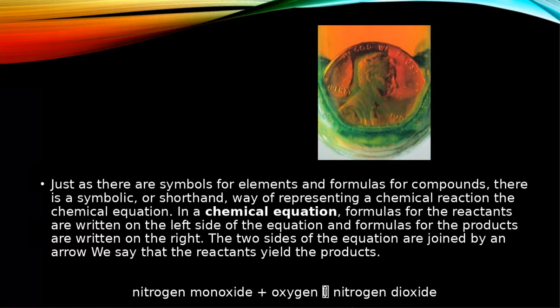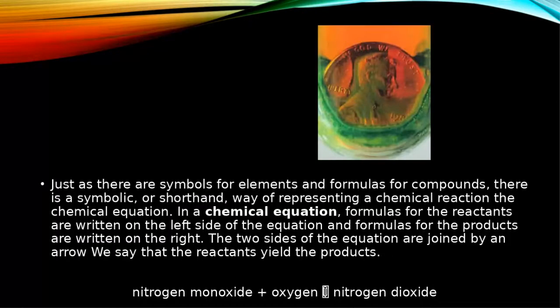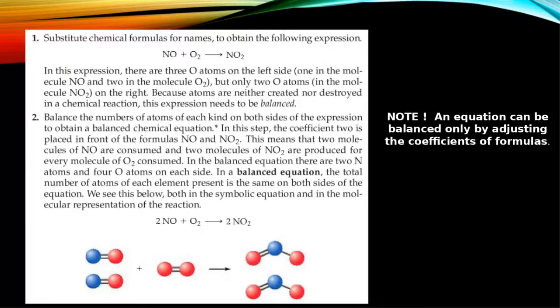For example, here the nitrogen monoxide, and then oxygen gives us nitrogen dioxide. To complete the shorthand representation of this reaction, we must do two things. Don't forget that these two things are very important. First of all, the coefficient. You know that the coefficient is required to balance a chemical reaction, and we call this the stoichiometric coefficient.